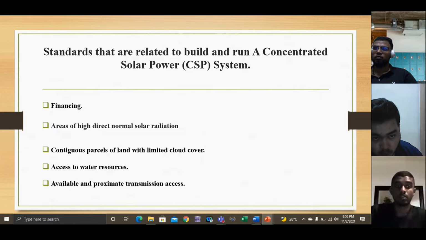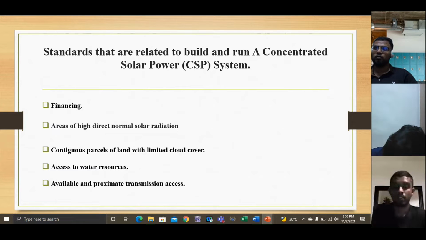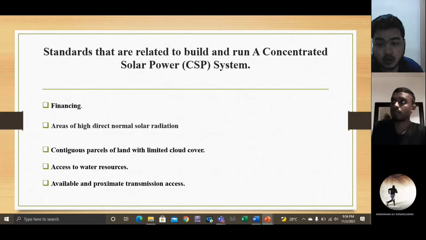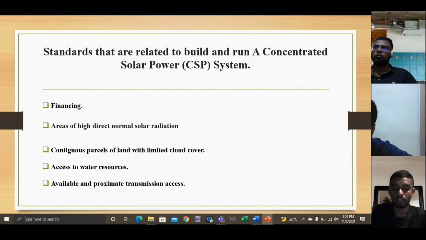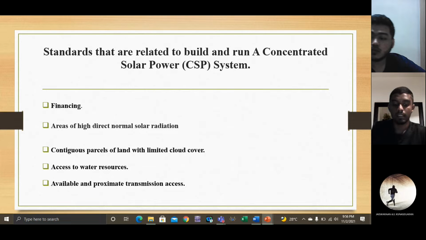Okay, next is the access to water resources. We need a lot of water resources to run a CSP power plant. Like other thermal power plants such as natural gas, coal and nuclear, some systems require access to water for cooling. All require small amounts of water to wash collector and mirror surfaces. CSP plants can utilize wet, dry and hybrid cooling techniques to maximize efficiency in electricity generation and water conservation.